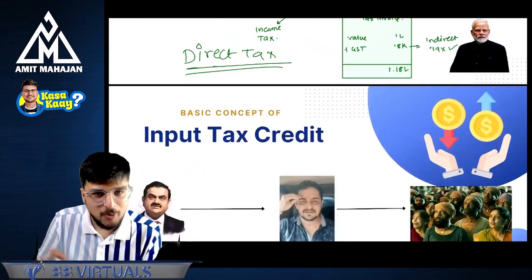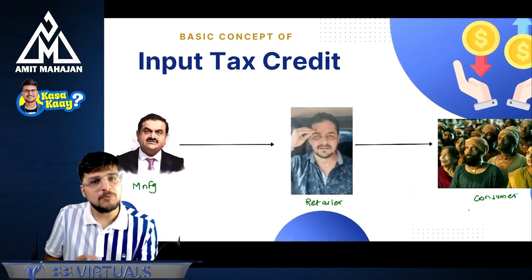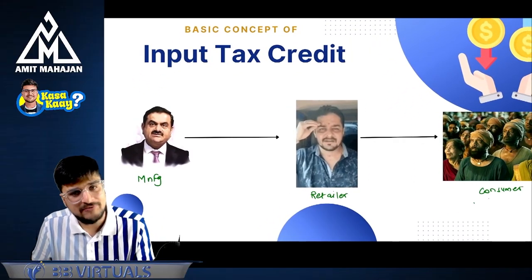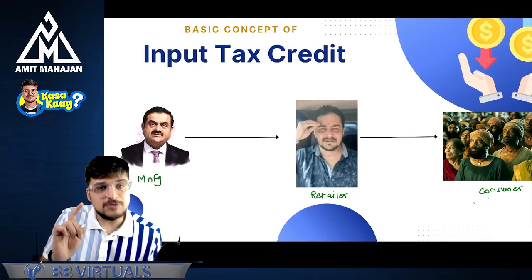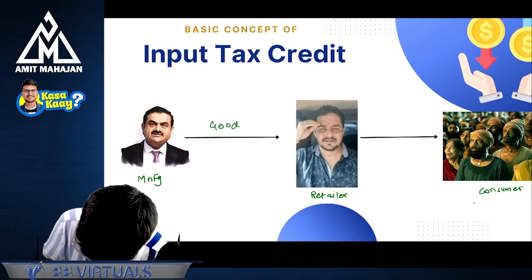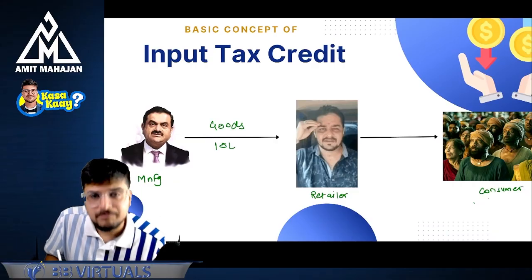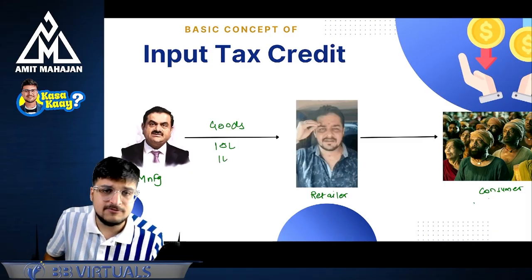Perfect. Okay. Now I hope this is clear. This was basic. Let's understand the basic concept of input tax credit. There is one manufacturer, one retailer, and one consumer. The manufacturer sold certain goods to the retailer worth 10 lakhs, and of course they will charge GST. Let's assume that the GST is 1 lakh.